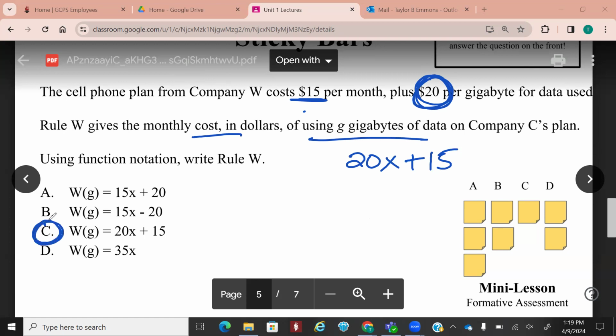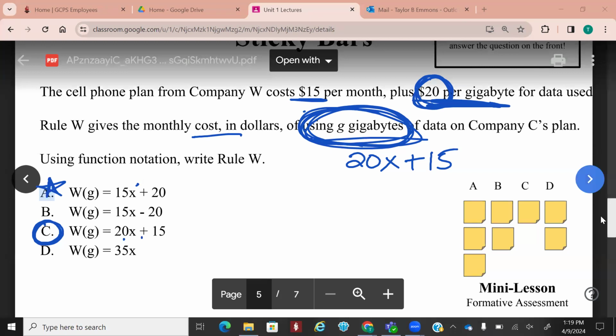You should have gotten C. Now, if you put A, then you weren't paying attention to the fact that it says G is gigabytes. So that's our X value. And how much does it cost per gig? $20. So that's why it's 20X and not 15X.